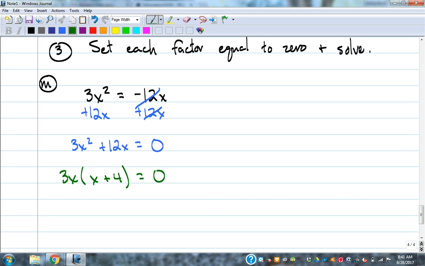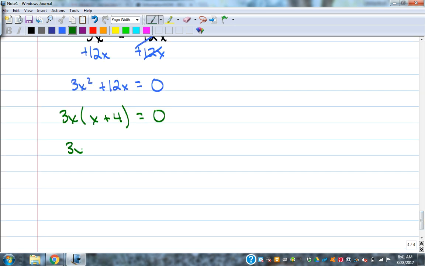Then, once you get it factored, you set each factor equal to zero. So we got two factors. We got 3x and we got x plus 4. What makes them a factor that has to be set equal to zero is the fact that they've got a variable. If it doesn't have a variable, then you just drop it. But if it's got a variable, it's got to be set equal to 0. So we're setting 3x equal to 0 and x plus 4 equal to 0.